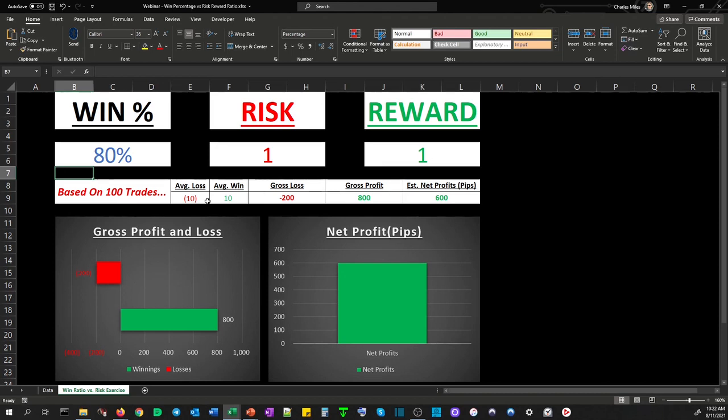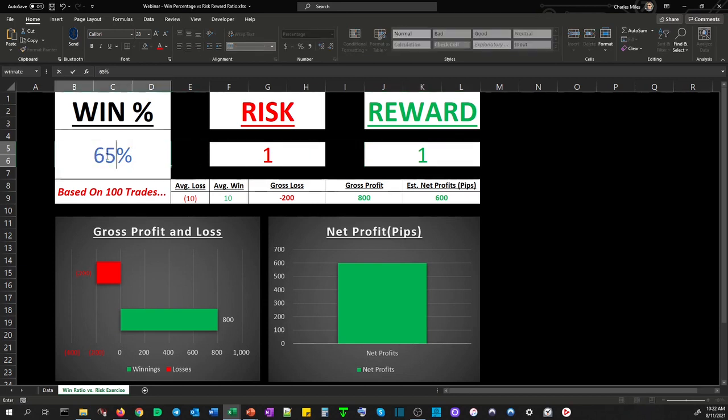Maybe my stop placement is dynamic, so the number changes. But I know that my ratio needs to be this. My win rate's 80%. My risk-reward ratio is 1-to-1. That's what I tested, so that's what I do. Again, the numbers could be anything. Focus on the ratios. Now, it's doing great. We're making 800. Our gross loss is 200 based on the win percentage at a risk 1 to make 1. We're netting 600 pips. Everybody, makes sense, right? Pretty easy.